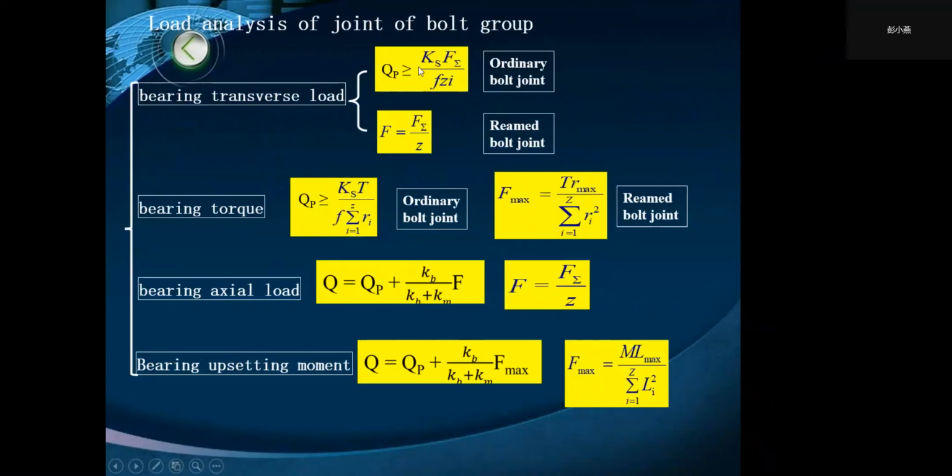But when we calculate the preload, we should use the equation of ordinary bolt joint. Because Raymond bolt joint uses shear strength to resist the external force, but the ordinary bolt uses frictional force to resist the external load.